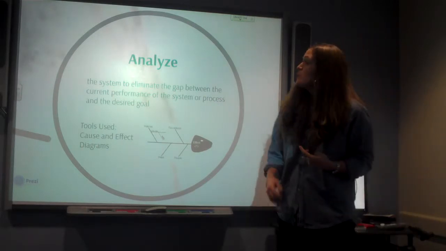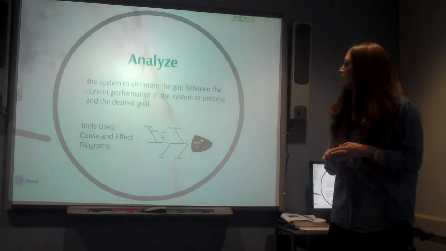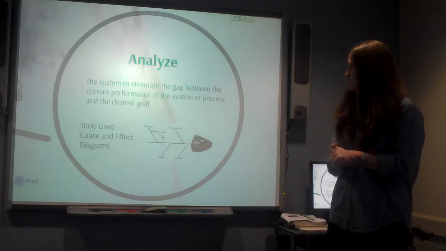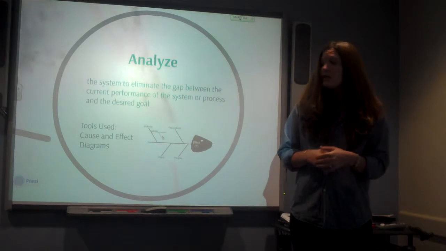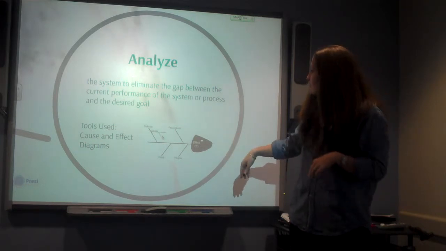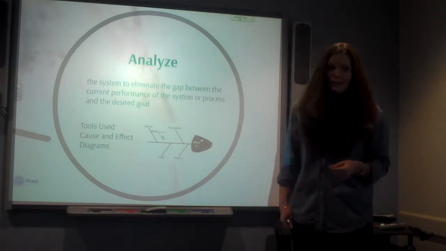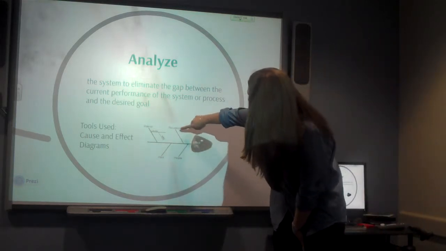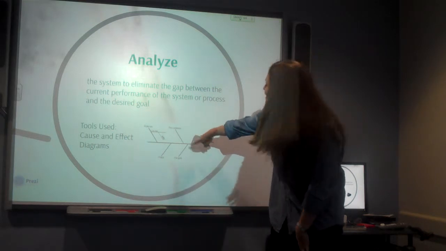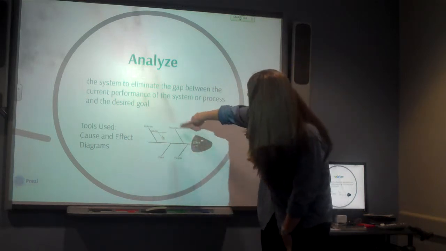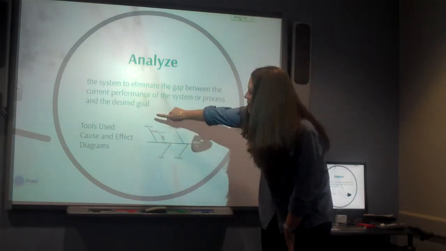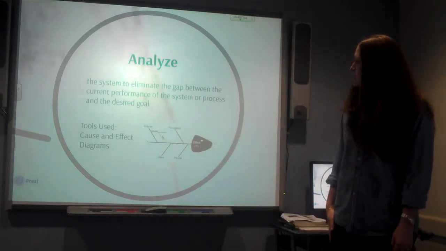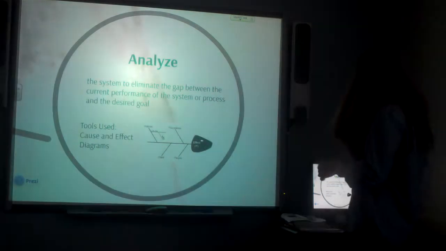The next thing you want to do is to analyze. You want to look at the system and eliminate the gap between the current performance of the system or process and the desired goal. One tool you can use here is called a cause and effect diagram. It usually looks like a fish. Kind of funny, but you can see here. You can do causes and effects. So procedures, people, plant, policies, anything relating to those buckets, you can just list there, and then you have them all together.